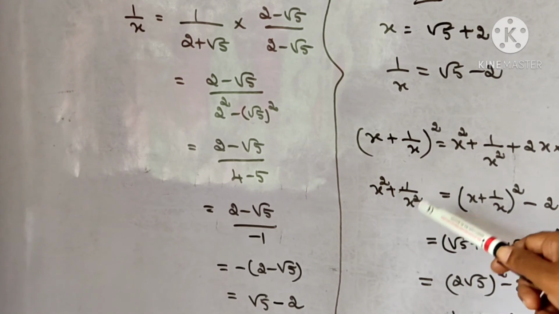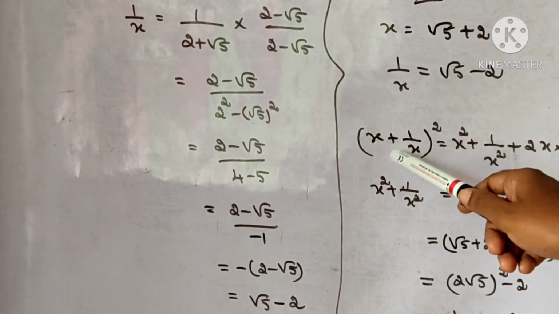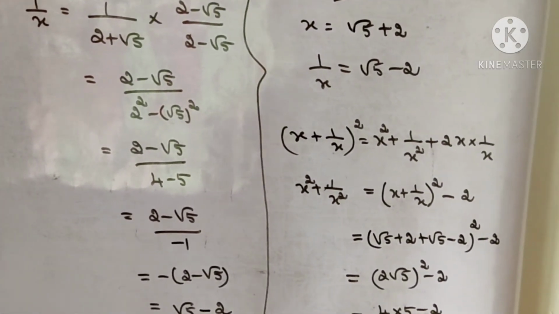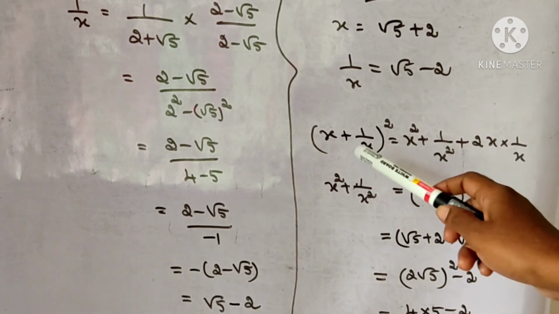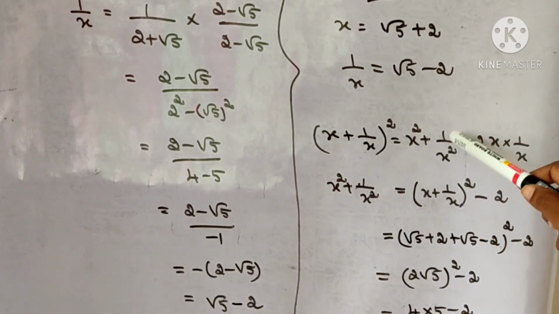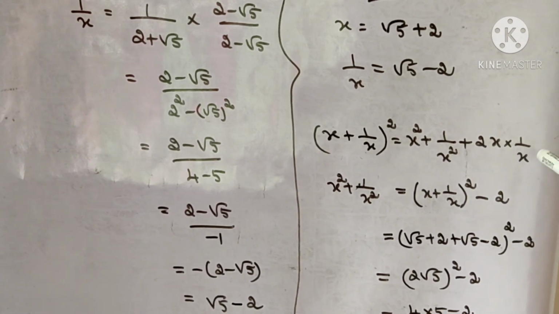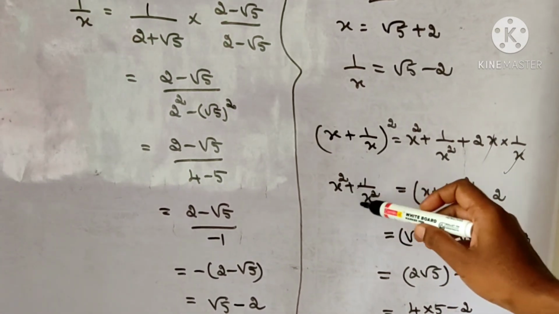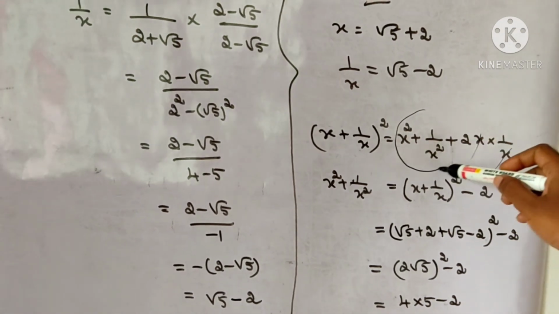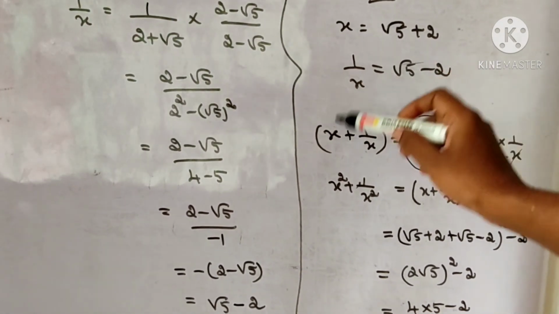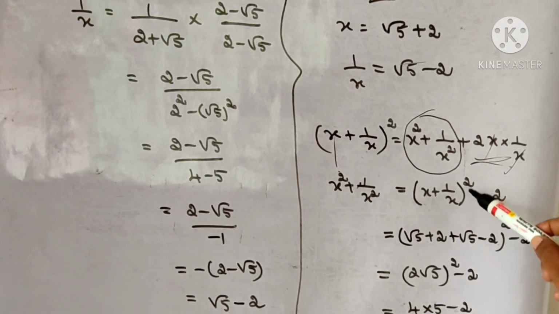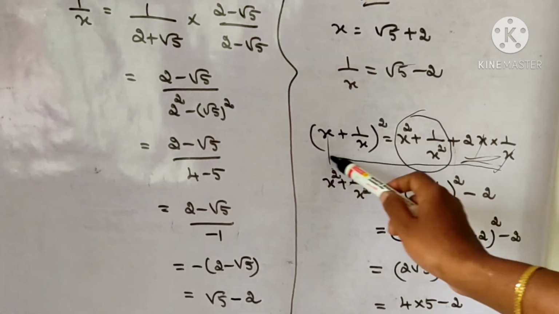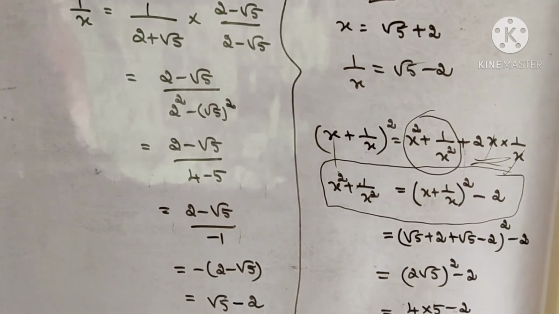Now we want x² + 1/x². So we use this formula: (x + 1/x) whole square. That is the (a + b) whole square formula. (a + b)² is a² + 2ab + b². So (x + 1/x)² is x² + 1/x² + 2x × 1/x. So here x and x cancelled. So x² + 1/x² is, we want this term. We take plus 2 to the left side. So (x + 1/x)² − 2. This is the formula to find x² + 1/x².